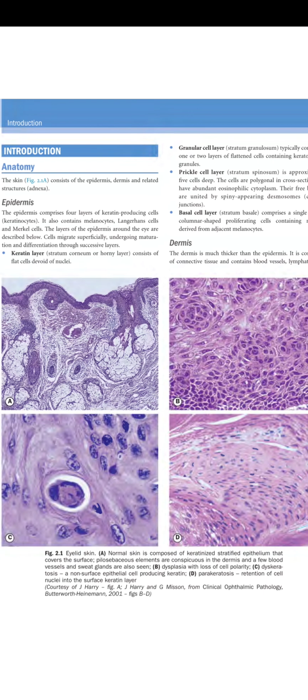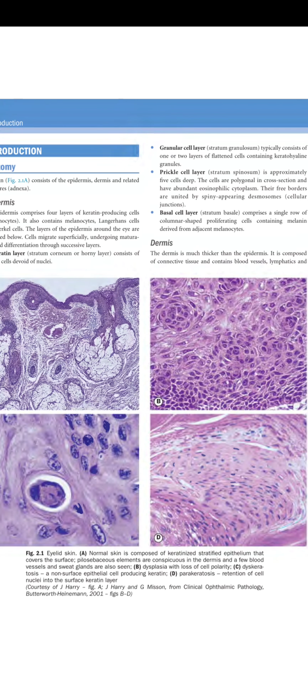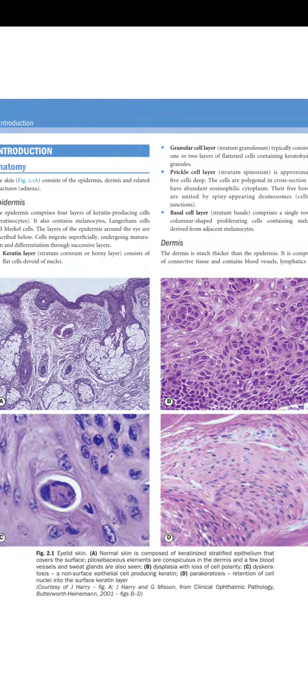A is showing normal skin, composed of keratinized squamous epithelium that covers the surface. The pilosebaceous elements are seen in the dermis, and a few blood vessels and sweat glands are also seen. B is showing dysplasia with loss of cell polarity. C is showing dyskeratosis, non-surface epithelial cells producing keratin. Parakeratosis means retention of cell nuclei in the surface keratin layer. So basically these are the pathologies.